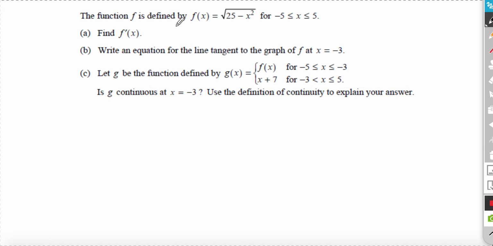The function f is defined by f of x is the square root of 25 minus x squared for negative 5 to 5 inclusive. A, find f prime of x. All right, f prime of x. That means we need the derivative of this.